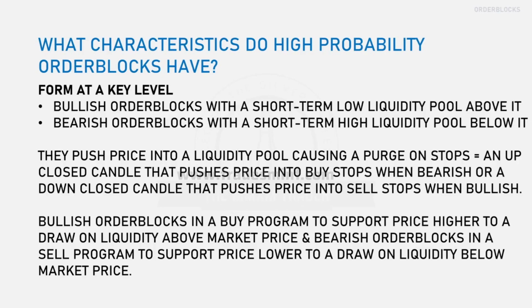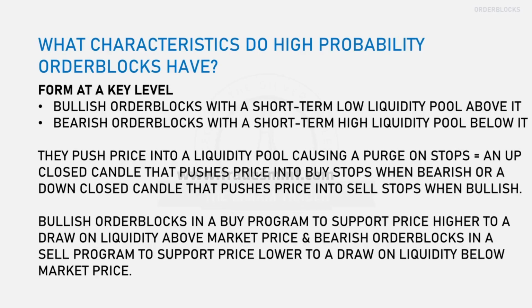So bullish order blocks with a short-term low liquidity pool above it, or a bearish order block with a short-term high liquidity pool below it. They push price into a liquidity pool, causing a purge on stops. So an up close candle that pushes price into buy stops when bearish, or a down close candle that pushes price into sell stops when bullish. We'll outline those in the charts coming up.